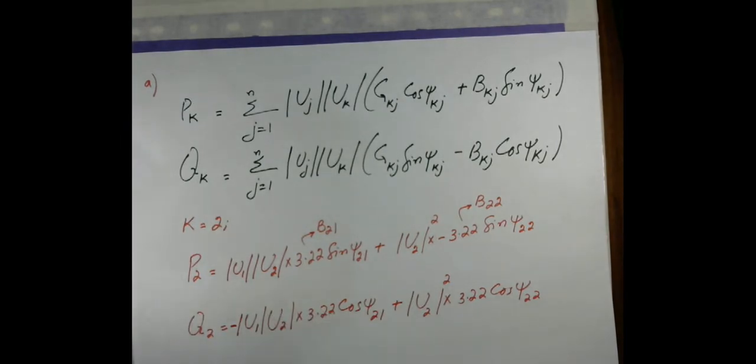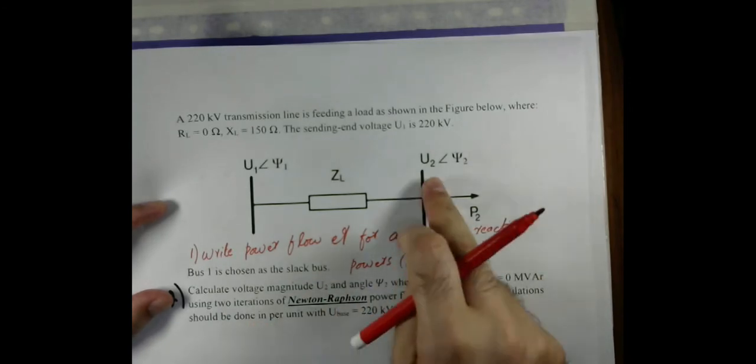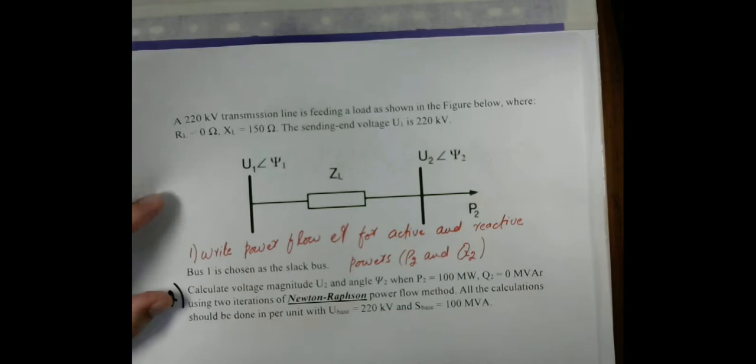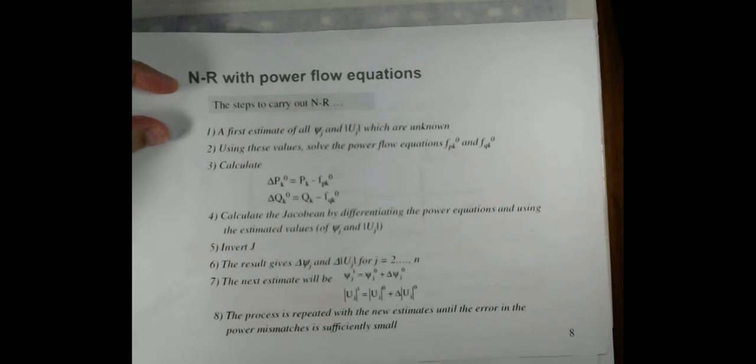So we have now solved the first task, and now let's proceed to the second task. As it is related to the voltage calculation at bus number 2 using the Newton-Raphson method, we have to follow all the steps which I summarized in the beginning of this lecture. So we will now follow all those steps.